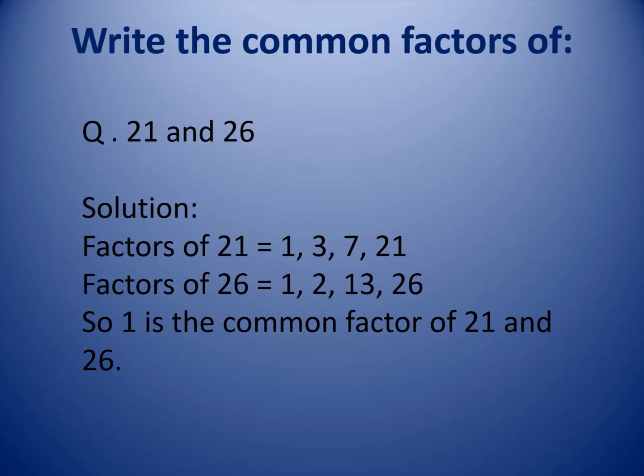Now you compare both the lines, 21 and 26. 1 is in both the lines. Yes. Is 3 in both the lines? No. 7? No. 21? No. The other numbers are not matching in both. There is only number 1 that is the factor of 21 and 26 also. So we can say 1 is the common factor of 21 and 26. Hope you have understood.